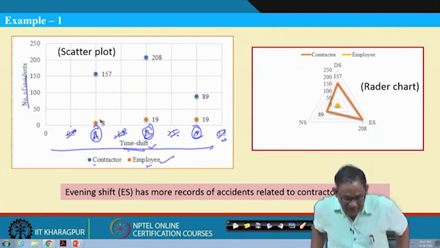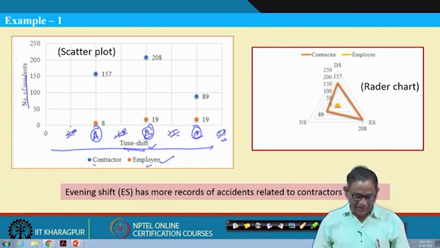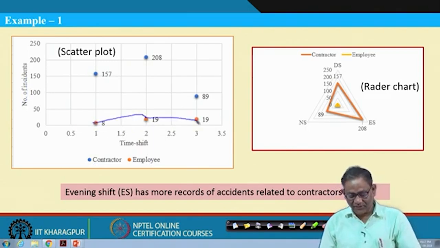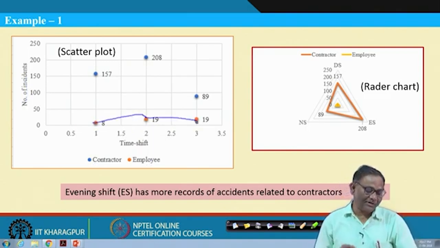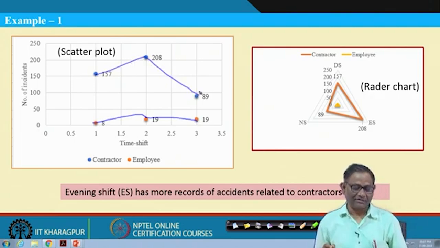So these are the different ways of plotting the data, but it is clear from this data that regular employees have fewer accidents or incidents compared to contractor employees.